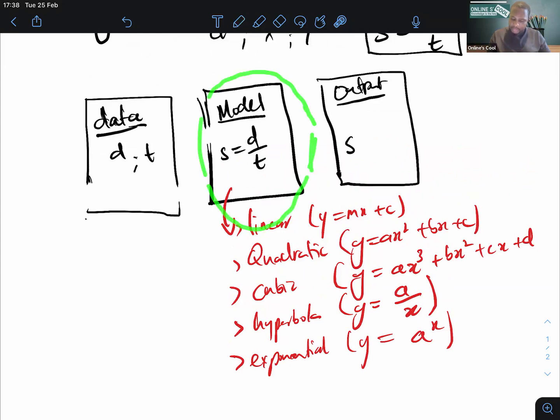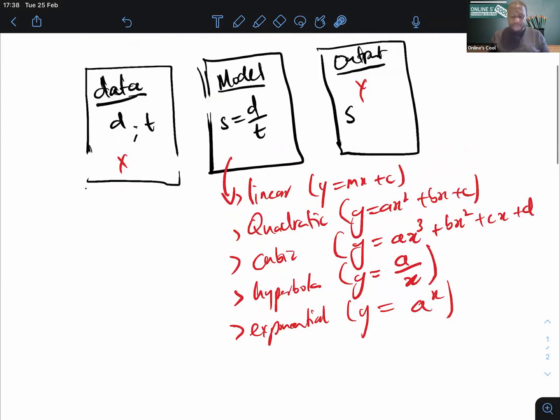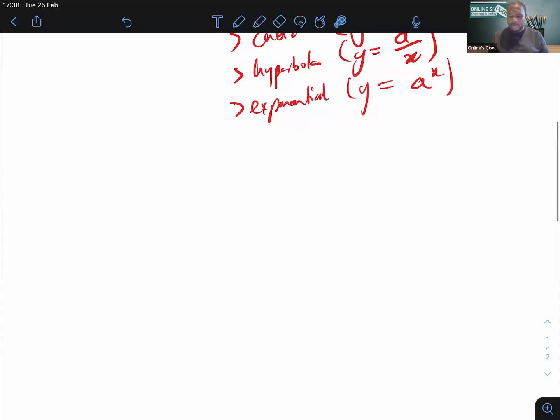We'll be given variables in terms of x, and then we'll have to determine our output y. But that output will be driven by the model itself and what kind of model that is. It could be number series, quadratic number series, or arithmetic number series, and all of those. So that's what we spoke about last week.